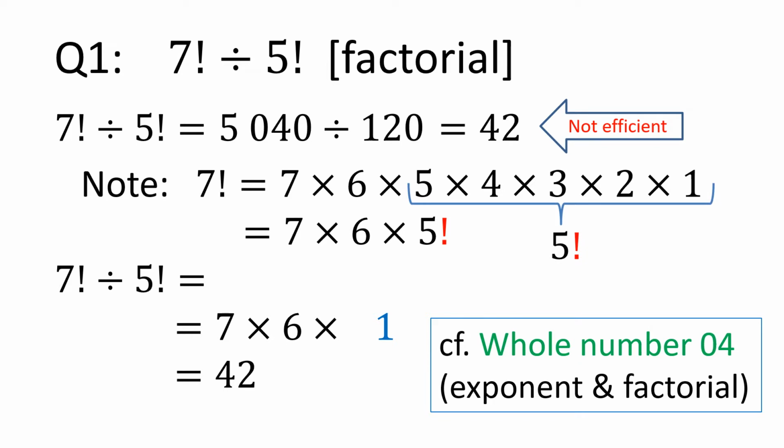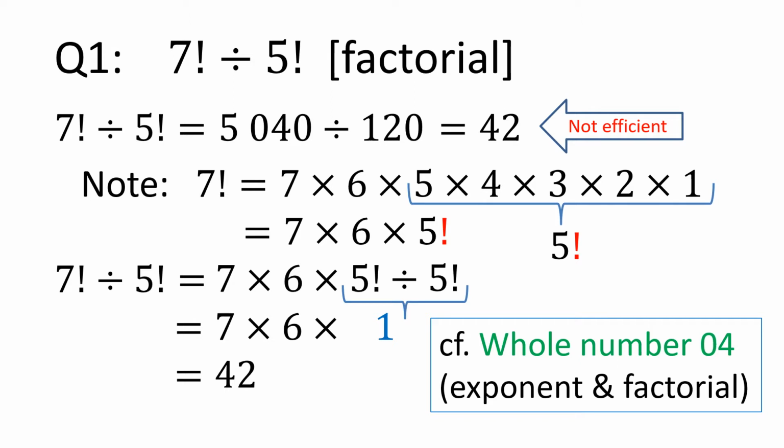So let's look at a better method. The original question was 7 factorial divided by 5 factorial, and we know that 7 factorial is 7 times 6 times 5 times all the way up to 1. If you take a look at 5 times 4 times 3 times 2 times 1, this is exactly the same as 5 factorial. So 7 factorial can be written as 7 times 6 times 5 factorial.